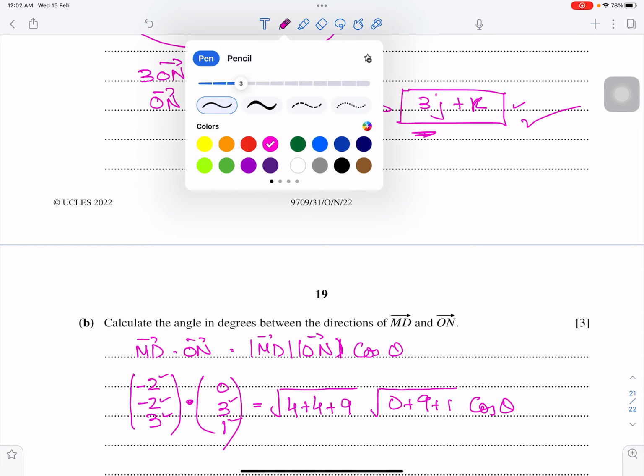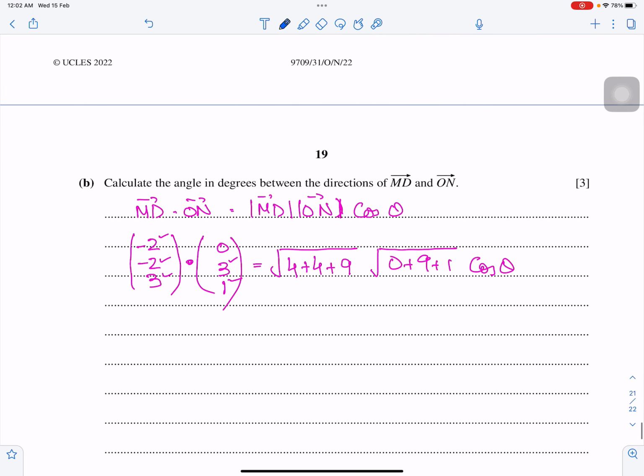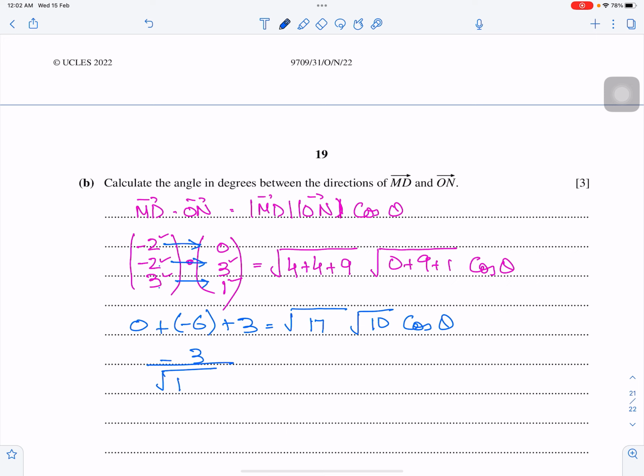And I'm sure you know how to handle dot product. You multiply this by this, this by this and this by this. So -2 times 0 is 0, plus -2 times 3 is -6, plus 3 times 1 is 3. And what will this become? Just write down as it is, root 17 and root 10 and cos theta. So this one becomes -3 over root 170 cos theta.